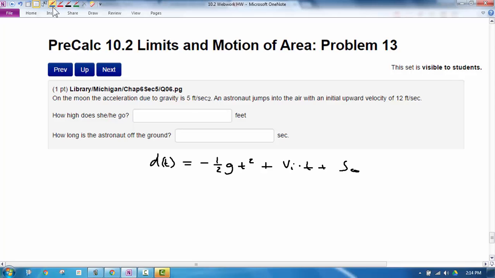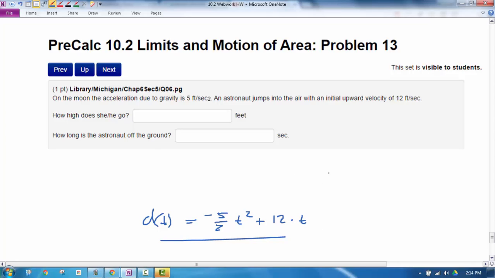So in this case, normally we use 32 feet per second squared right here. But on the moon, there's not as much gravity because there's not as much mass. So the gravity here would be 5. So this would be -5/2 t squared plus the initial velocity in the y, which is 12, times t, plus the initial height, which is 0. So now we've got an equation for distance and time, in case we want to write that.